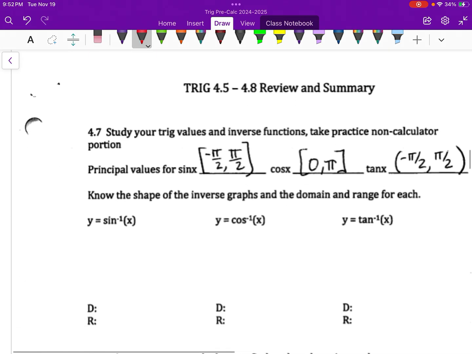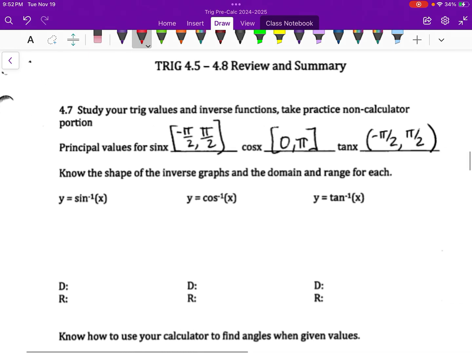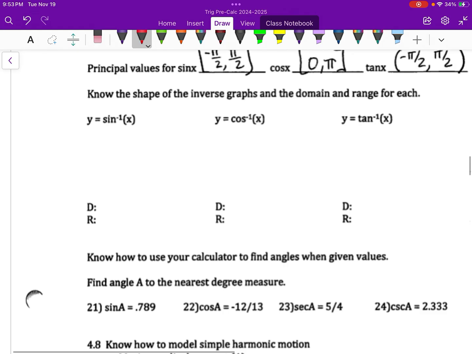We're cooking 20 problems in, and I am still here. Woohoo!